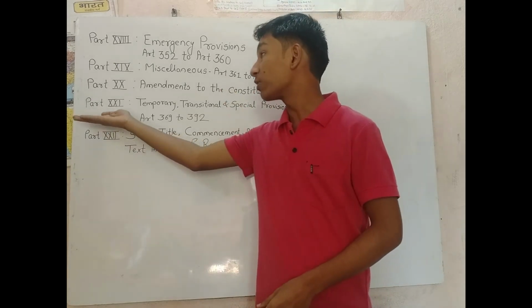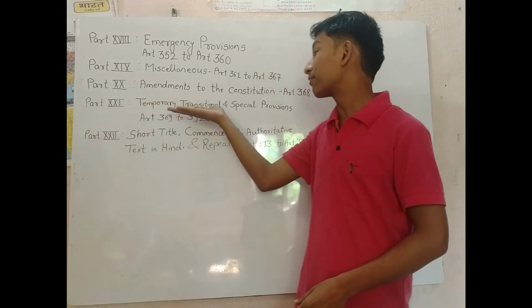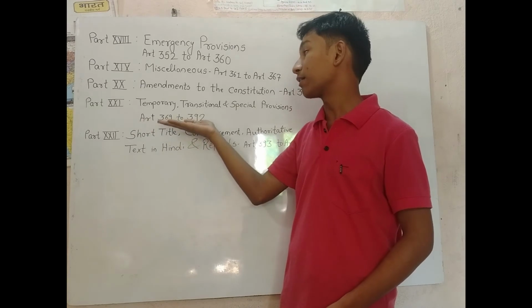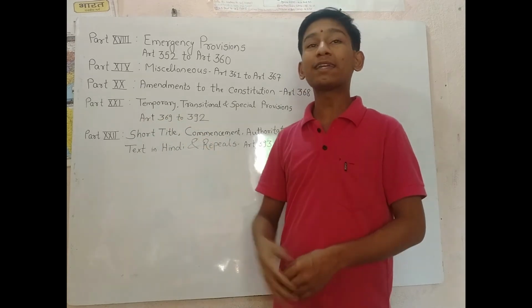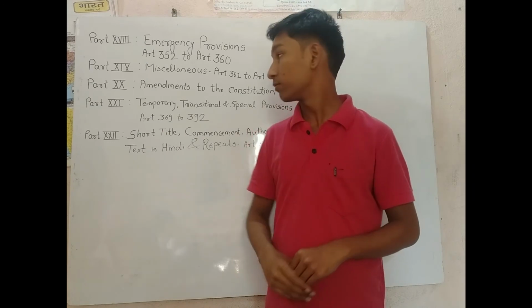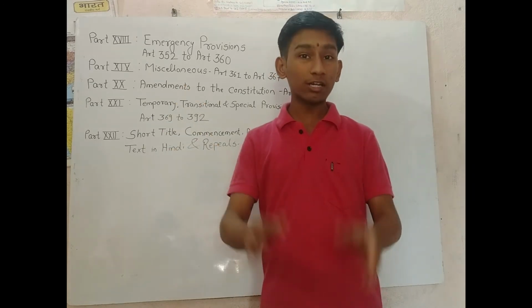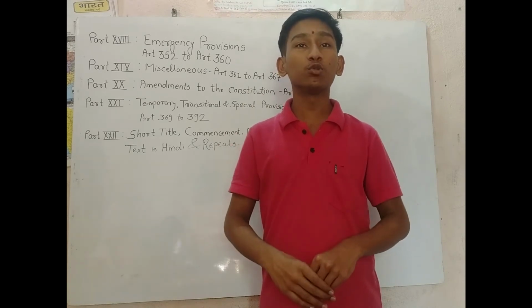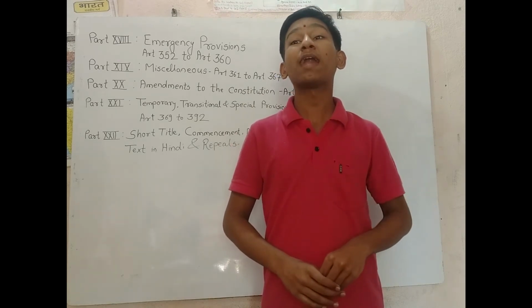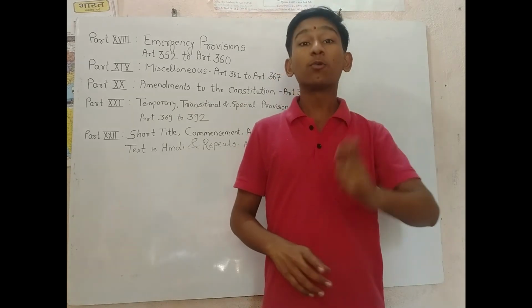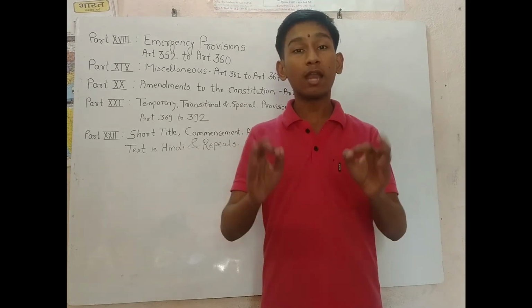Next, it's the Part 21 regarding temporary, transitional and special provisions from Article 369 to Article 392. Too many articles in this part are repealed at the moment. So actually, India got independence on the 15th August 1947 and drafted the Constitution on 26th November 1949, but implemented it on the 26th January 1950.